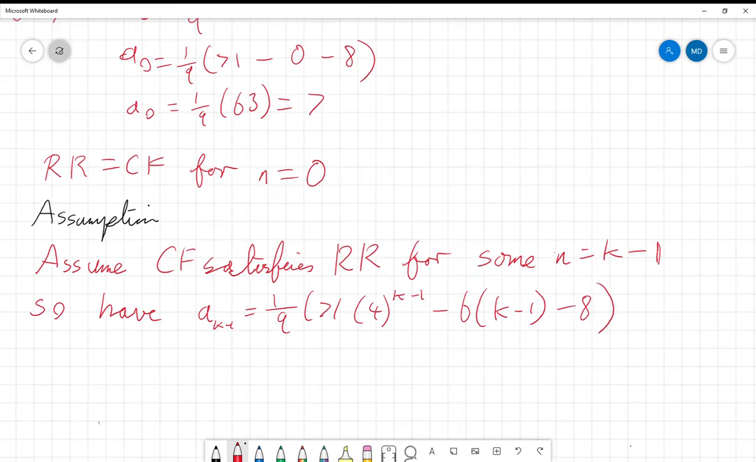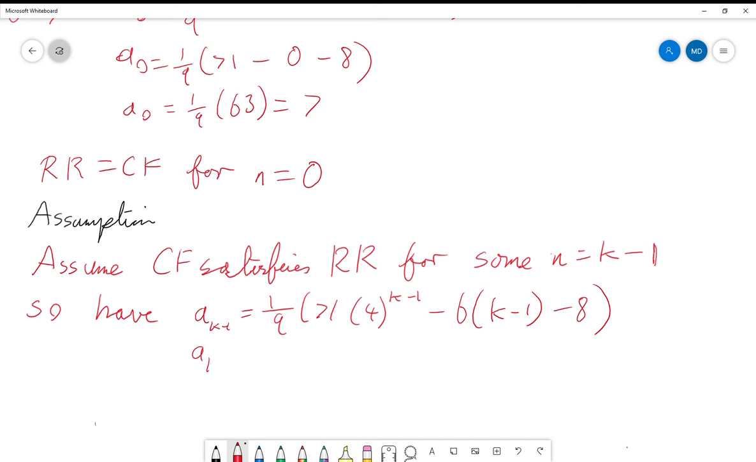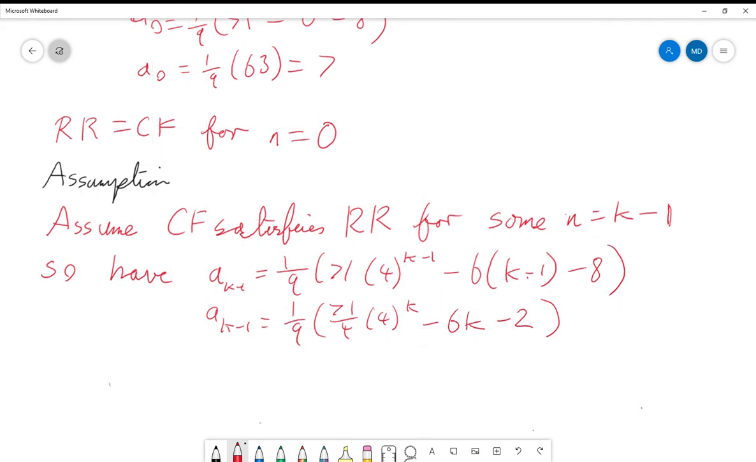And then we want to simplify it just to make it a little bit nicer. A(k minus 1) is going to be equal to 1/9 of, that negative 1 is going to come out as a divide by 4, 71 over 4 times 4 to the k, minus 6k, and then subtract 6 multiplied by negative 1 is going to be add 6, so we're going to altogether get negative 2 from that. And that is our simplified form that we get from our assumption.